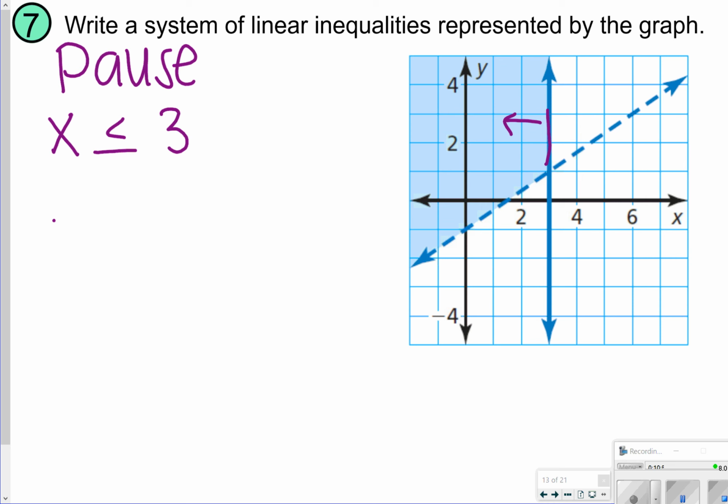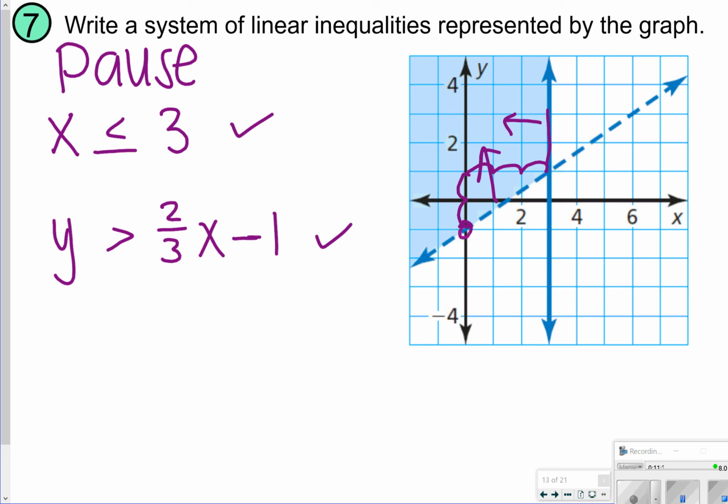For the next one, it is a linear system, so we will write it in slope-intercept form. It does a dotted line and it's shaded up, so that would be greater than. The y-intercept is -1. And then you have to count your rise over run to get your slope. So we would rise 1, 2, and then run 1, 2, 3. So that'd be 2 over 3x minus 1. So y is greater than 2/3 x minus 1. And that would be your two systems of linear inequalities there.